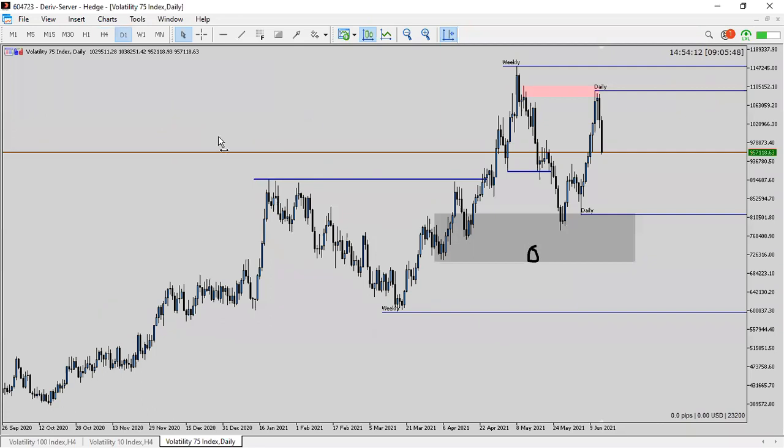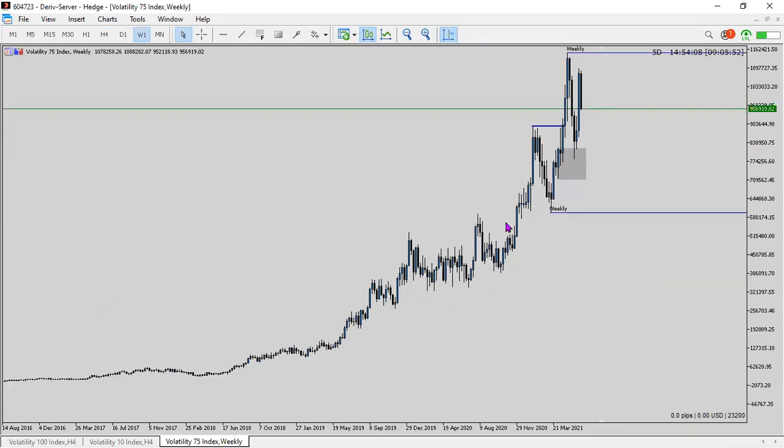Let's move over to Volatility 75, and then we're done for this video. Moving on with Volatility 75, as you can see on here, that's our last break to the upside, our weekly range with this market structure break.